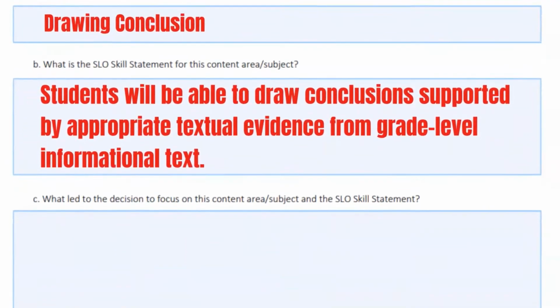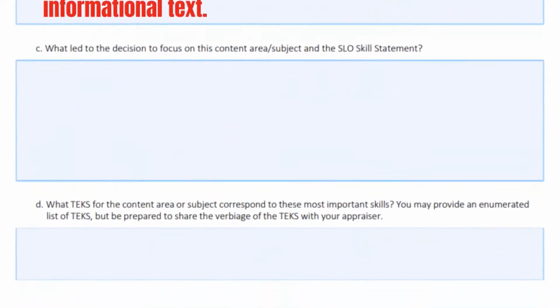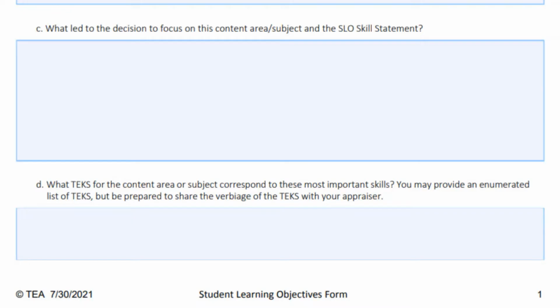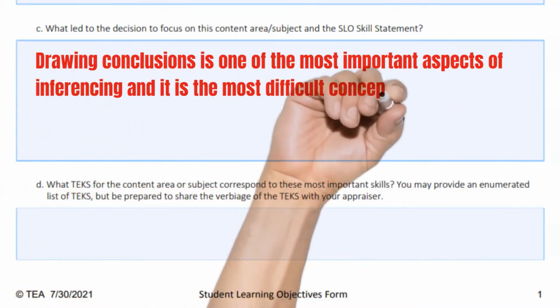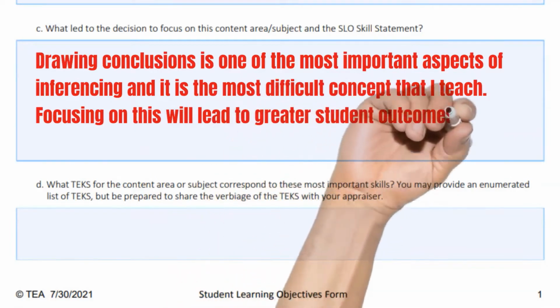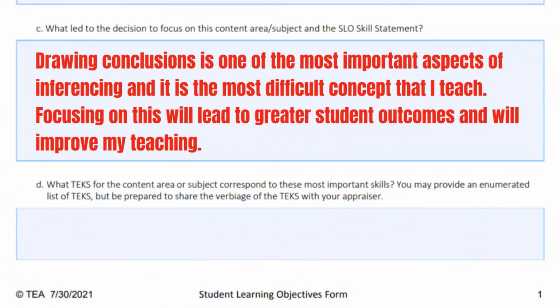Going on to letter C, what led to the decision to focus on this content area or subject and the SLO skill statement? If you have multiple preps, then you're going to want to outline your argument for choosing this particular class. Again, the purpose of the SLO is to focus on teacher improvement. So part of your statement could say, one skill I wanted to work on this year was to, and so forth and so on.